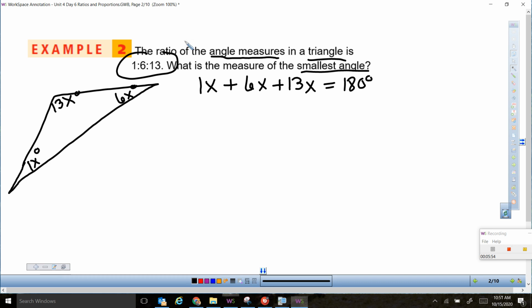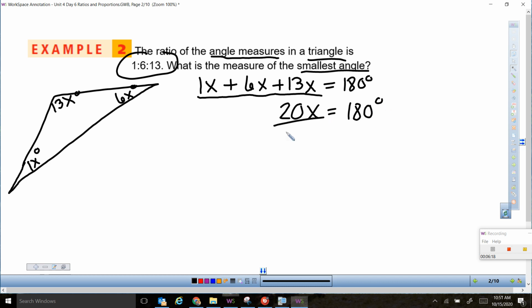I need to combine my like terms. So 1 plus 6 is 7. What's 7 plus 13? 20. So that gives me 20 for the x's. That equals 180. What's next?